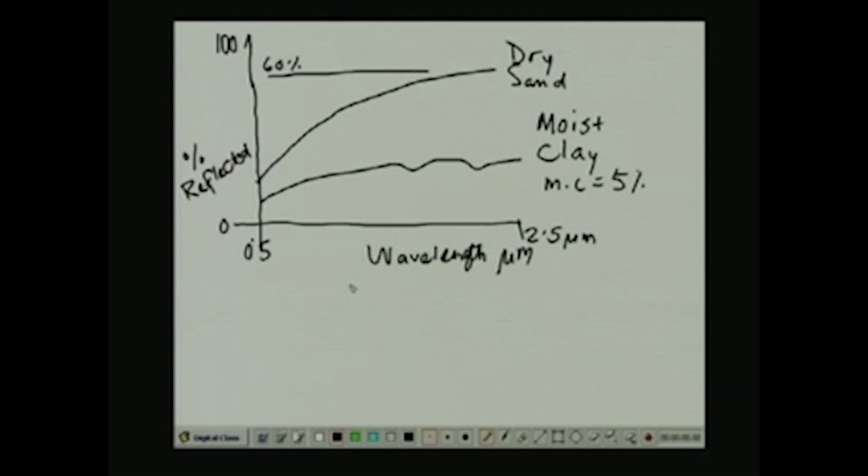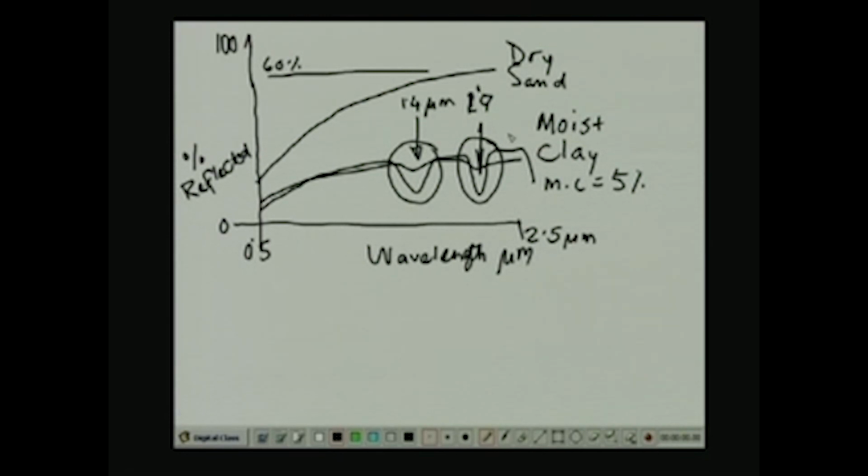Now, let us see what happens when we try to saturate the sand that was originally dry. When we saturate the sand, then what happens? The sand may actually come down to have a reflectance characteristic that looks like this. Now, you see these valleys are expected to occur at 1.4 micrometer and, actually, 1.9 micrometer, sorry, 1.9 micrometer. We are not plotting 2.7.